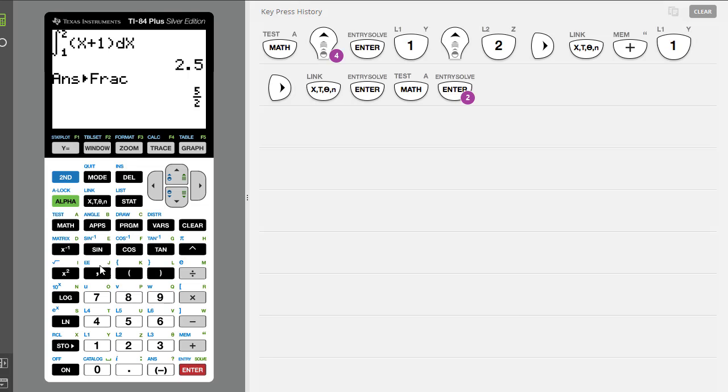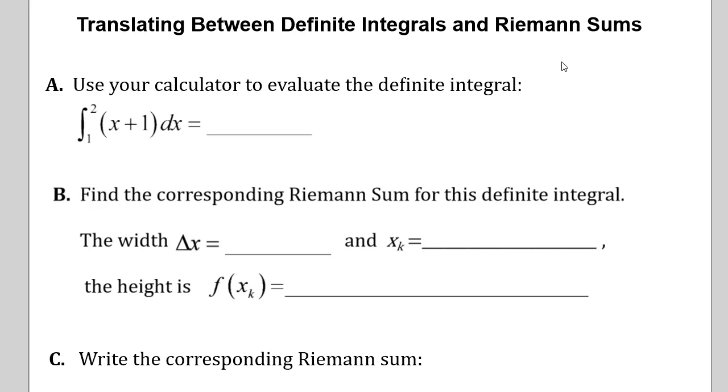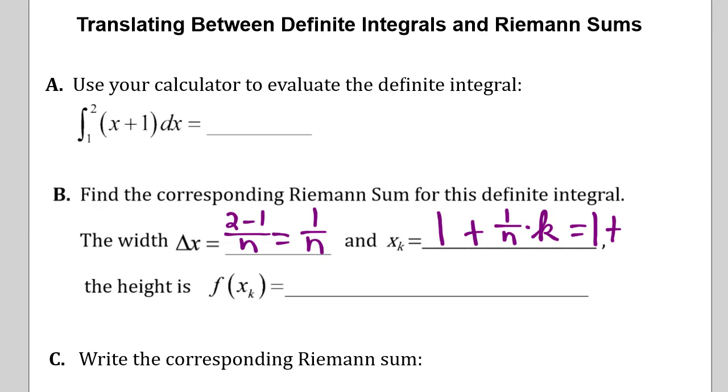Now what we want to do is write the Riemann sum of this integral. First of all, the width of our rectangle is going to be 2 minus 1 divided by n, or just 1 over n. That's our delta x. The left endpoint of the interval is 1, and we're going to add to that delta x times k. So that's going to be 1 over n times k, or 1 plus k over n. Those are our x values.